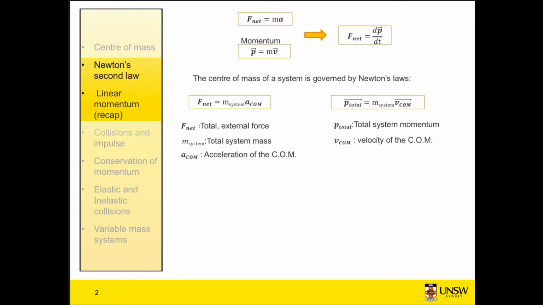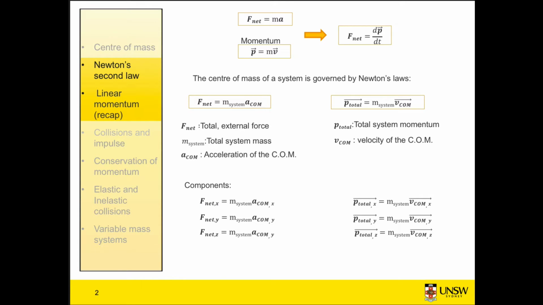When we describe the motion of a system using the centre of mass, it behaves like a particle-like object, and we can directly apply Newton's laws. In these equations, we're still dealing with vectors, so we can also write the force and momentum in the individual x, y, and z components. Let's have a look at a quick example.